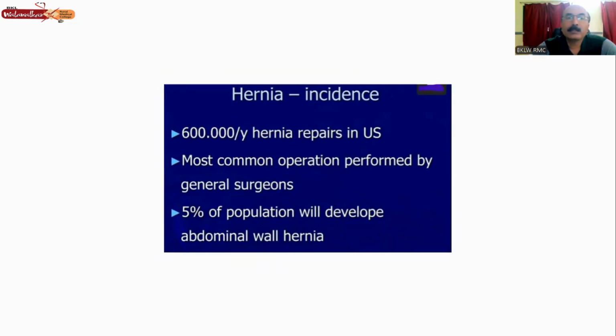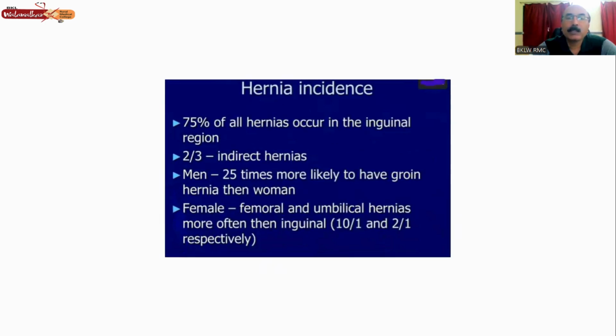As for incidence, 6 lakh hernia repairs are done per year in the US. It is the most common operation performed by general surgeons, and 5% of the population will develop an abdominal wall hernia. 75% of all hernias occur in the inguinal region, and two thirds of them are indirect inguinal hernias. Gender-wise, males are more likely to have groin hernia than females, 25 times more in males as compared to women. In females, femoral and umbilical hernias are more common than inguinal.